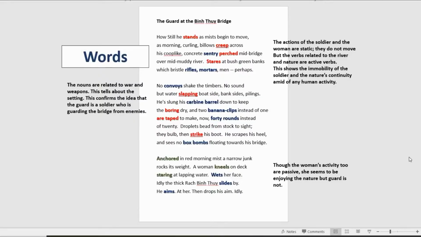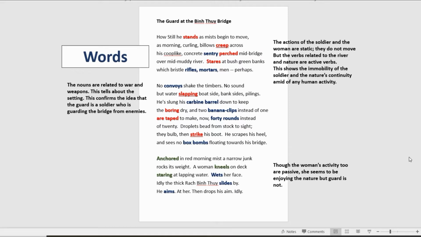Looking at the poem, we see a pattern of verbs like stand, creep, perch, stare, slapping, boring, tape, strike, and staring, which sharply contrasts the actions of the guard and the elements of nature, where the guard's actions are seemingly static and immobile, while the actions of nature are quite dynamic and mobile.